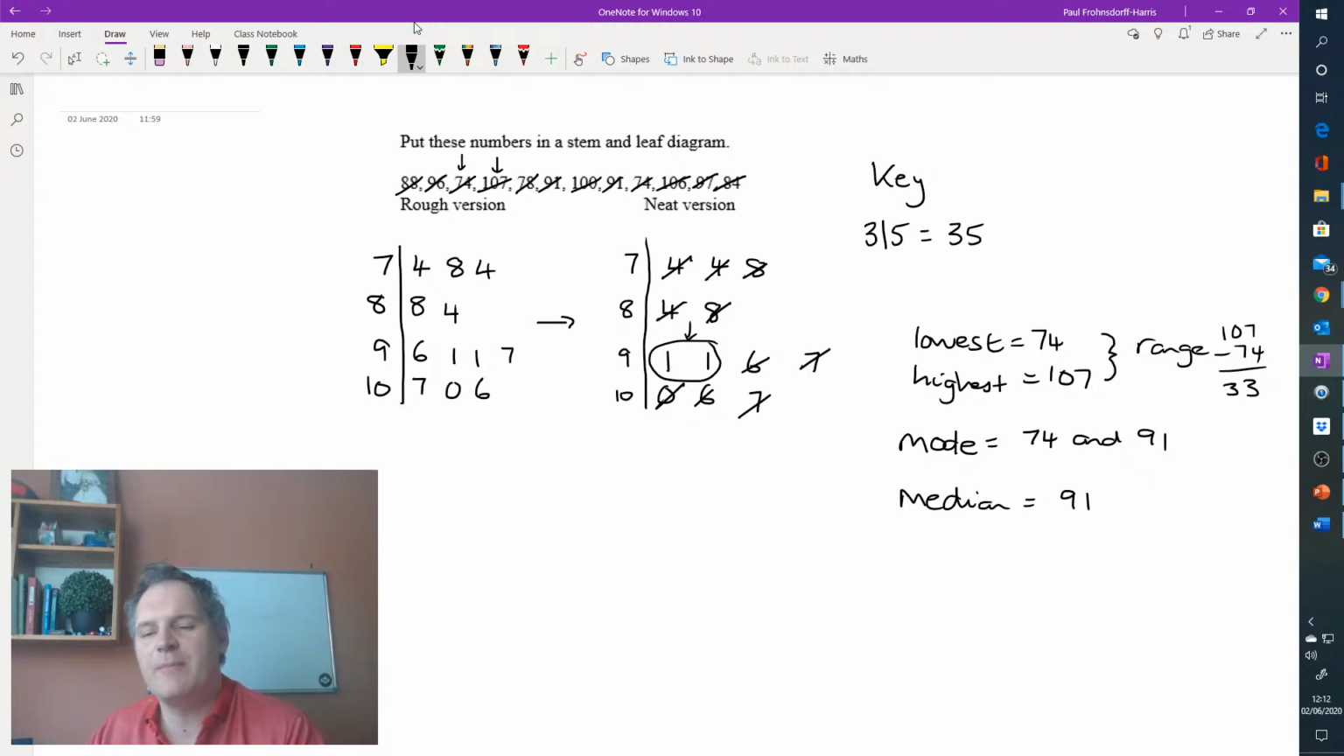People say to me, what about the mean? Well, you could add all the numbers together, but you don't need the stem and leaf diagram. The stem and leaf diagram doesn't help at all in how to do the mean. It does allow you to easily find the median, the mode, and the range. It does not help you find the mean, because for the mean, you need to add all the numbers together and divide by how many numbers there are. There's no easy way to do that using a stem and leaf diagram. So it's not a convenient measure from a stem and leaf diagram.